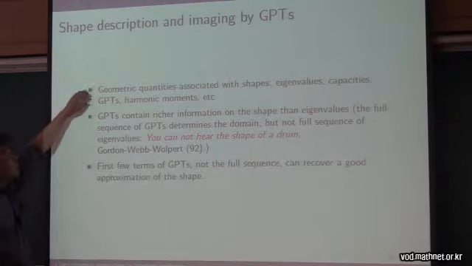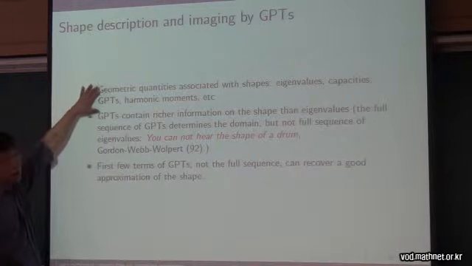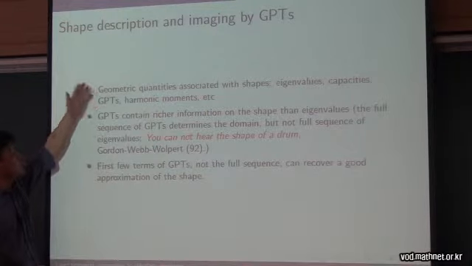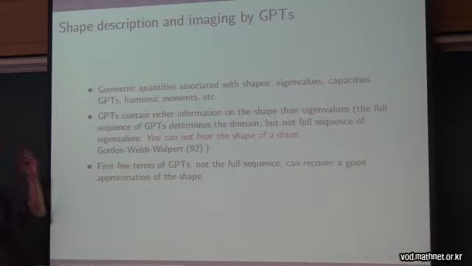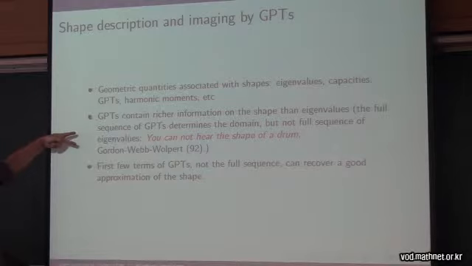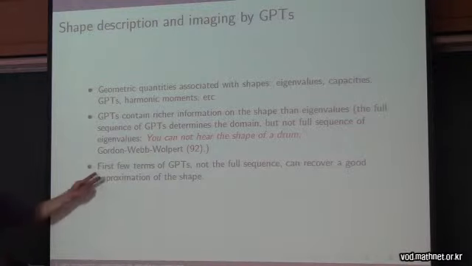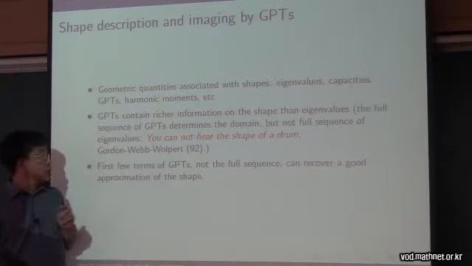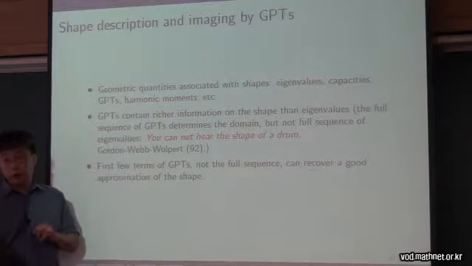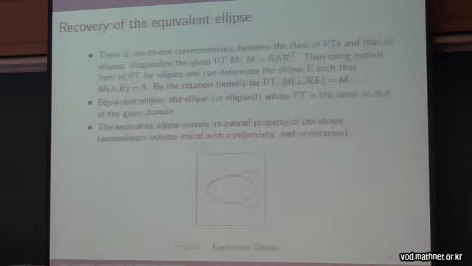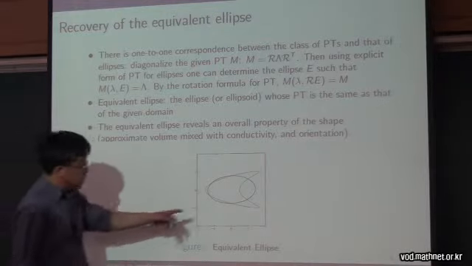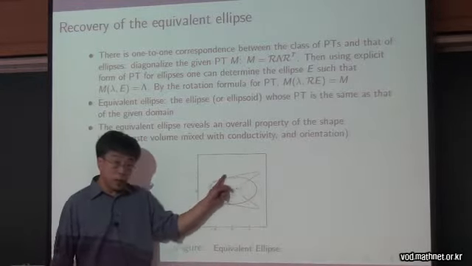Okay. So there are many geometric quantities associated with shape. For example, eigenvalues, capacities, GPT, harmonic moments, and so on. And GPT is one of those quantities associated with the shape. But as I told you, this GPT contains more information than the eigenvalues. And I'll show you that the GPTs can determine a good approximation of shape. Okay. So the original shape is this kite.